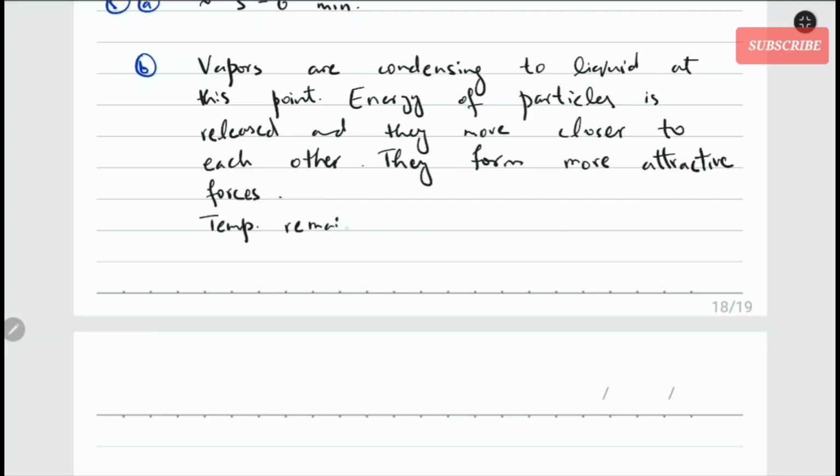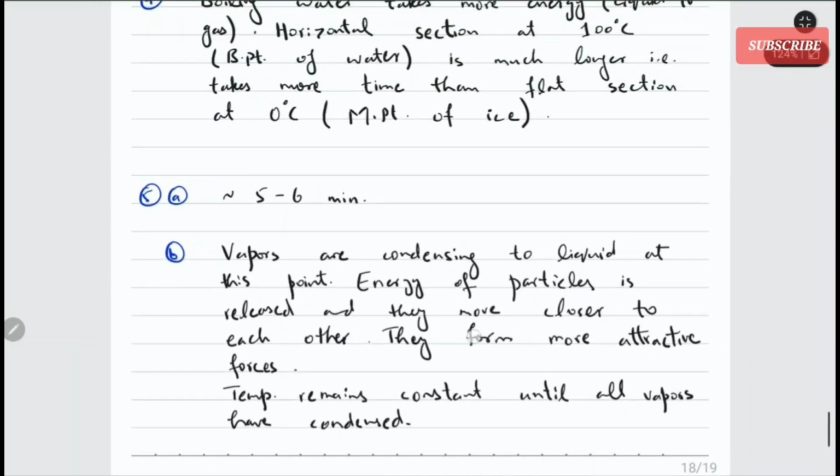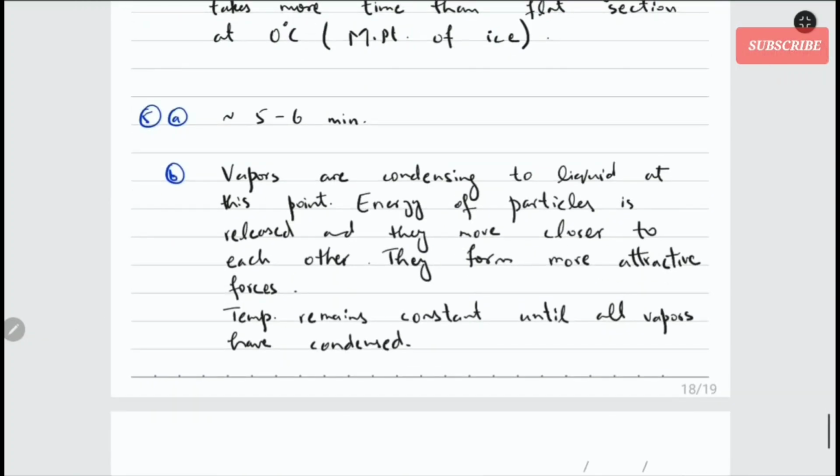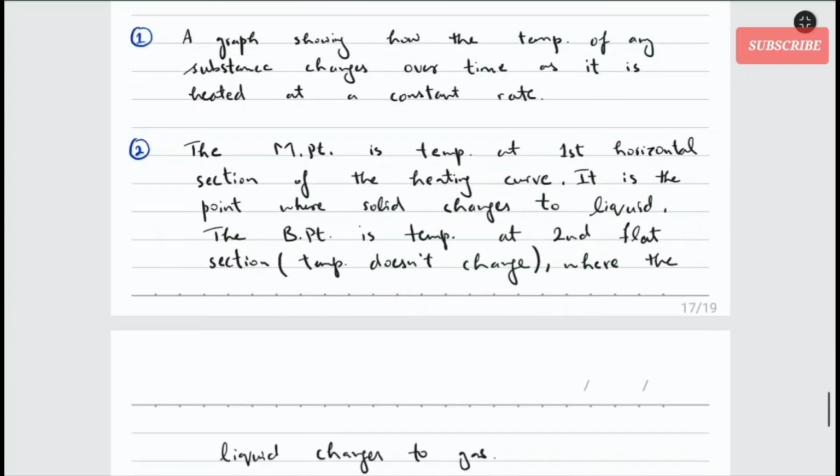So you can say the temperature remains constant until all vapors have condensed, right? Until one physical state has changed completely into another state, all right? Let's go to the next question.